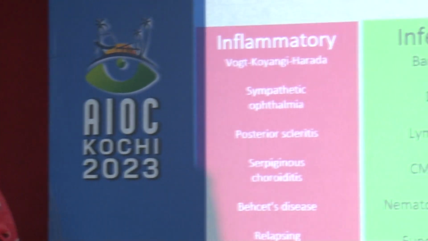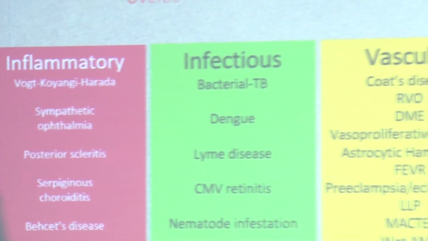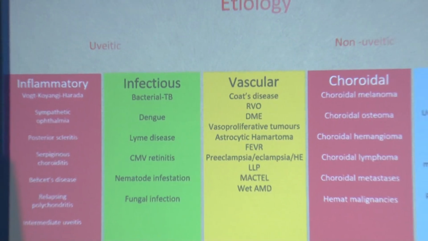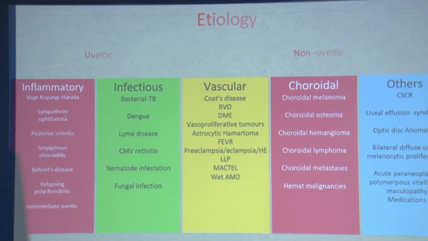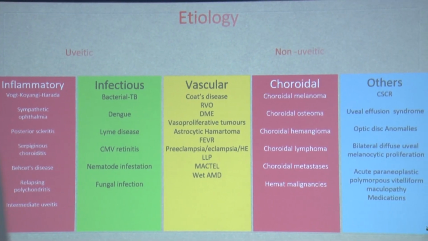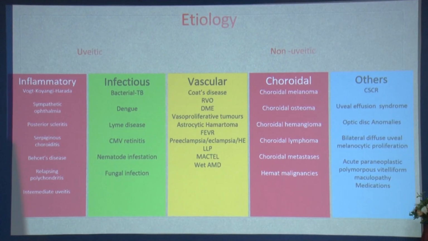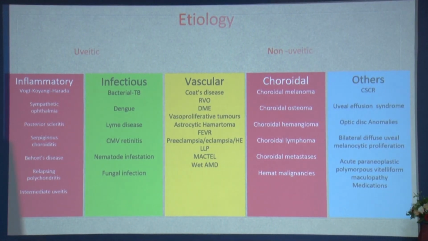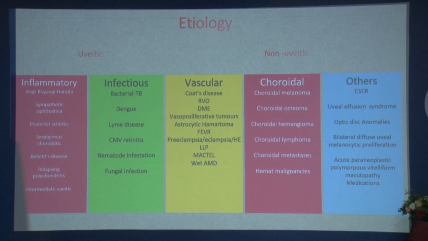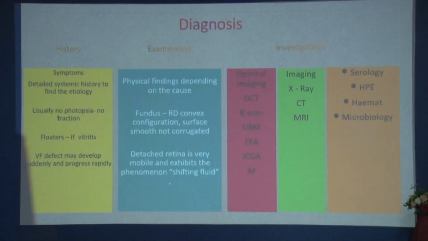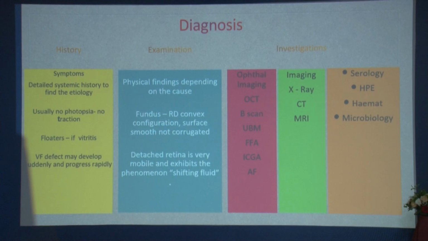So we have inflammatory etiologies: VKH, posterior scleritis, tuberculosis in our country. Infectious etiology will come up in the chart. Vascular etiology like Coats disease, sometimes in venous occlusions, vasoproliferative tumors, a lot of tumors like metastasis, lymphomas, melanomas, and then you have a miscellaneous group where you have the uveal effusion syndrome and other exudative detachments. What is important is your symptoms.